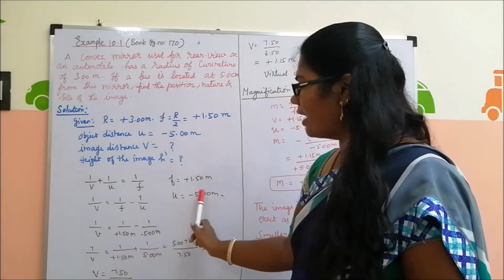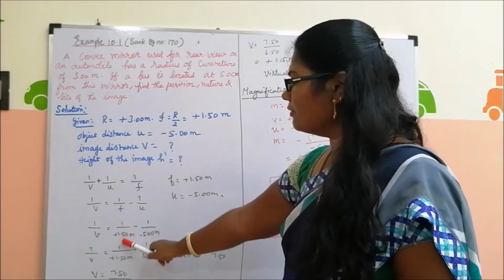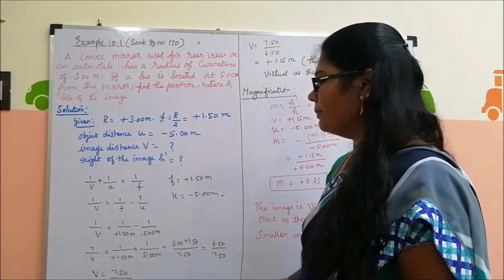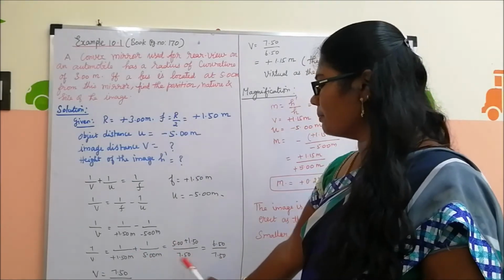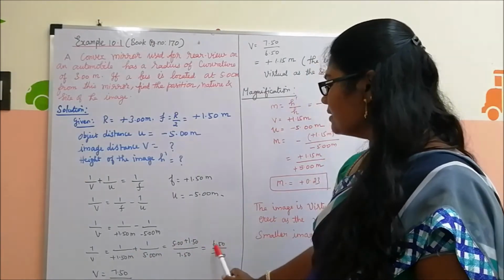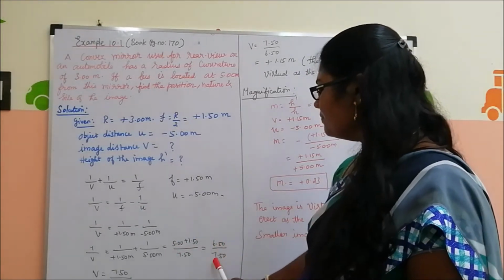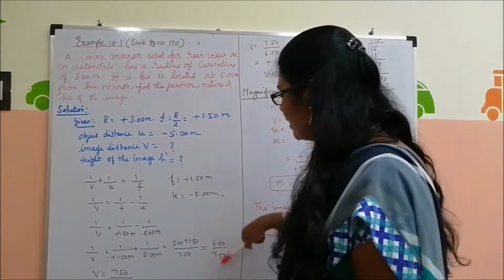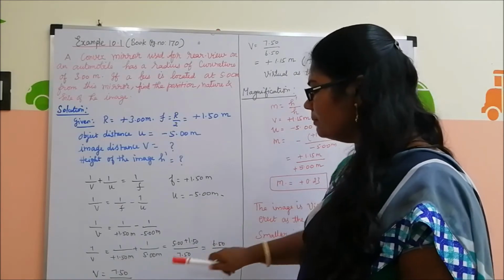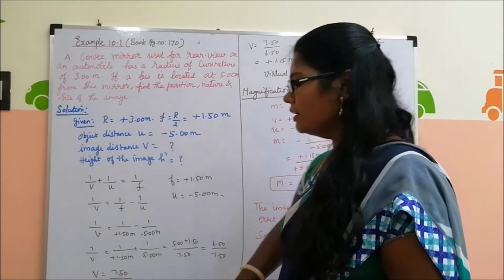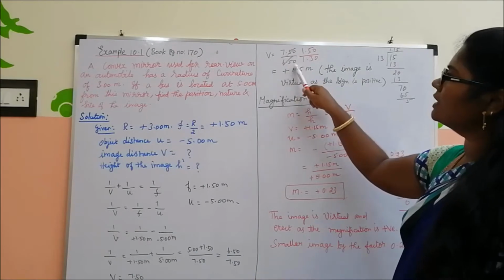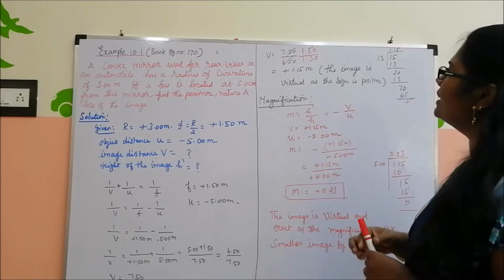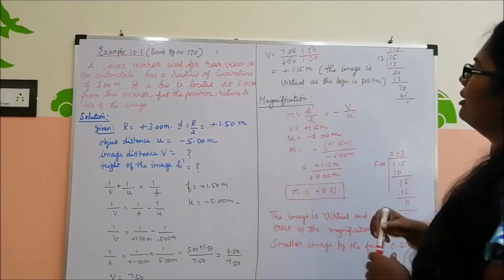If we apply the values in the formula, 1 by v is equal to 1 by plus 1.50 minus 1 by minus 5 meter. If we take the LCM, it is 7.50, then we will get 6.50 divided by 7.50. This is the value of 1 by v. For getting v, we should write the reciprocal of this term. So 7.50 divided by 6.50. If we divide this term by 5, we will get 1.50 divided by 1.30, and the final answer is 1.15.